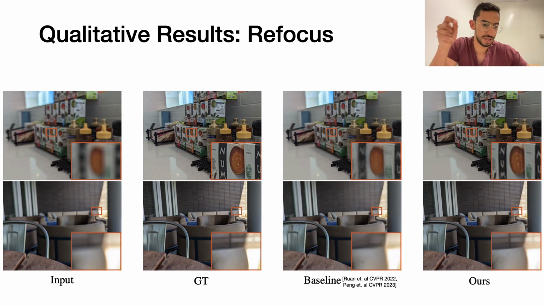On the other hand, with the baseline, where we try to do deblurring followed by blurring, we cannot restore the level of detail and match the amount of defocus that we want.